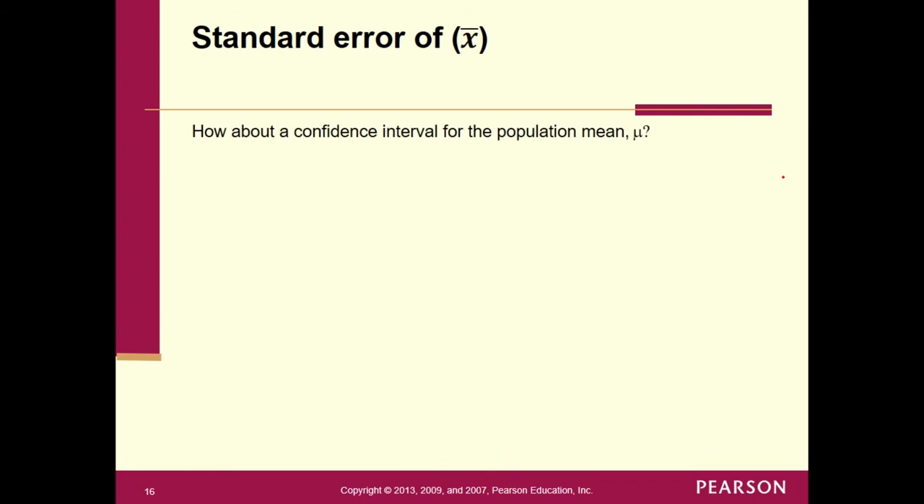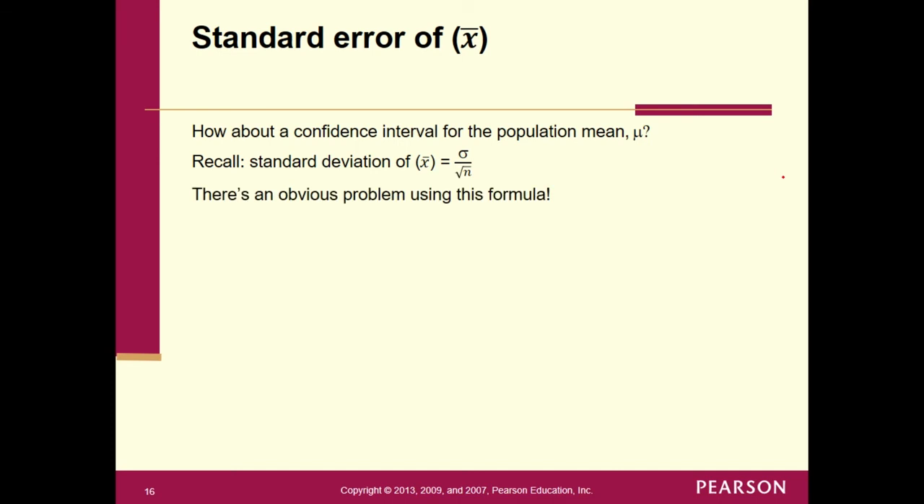How about a confidence interval for the population mean mu? All right, let's think about this. From the last section, we learned that this is equal to sigma divided by the square root of n. So in the last chapter, we found that out. Now, there's a problem using this formula to create a confidence interval for mu. This one's a little bit tougher to figure out, but if you think about it long enough, you should be able to figure it out. So here's the answer.